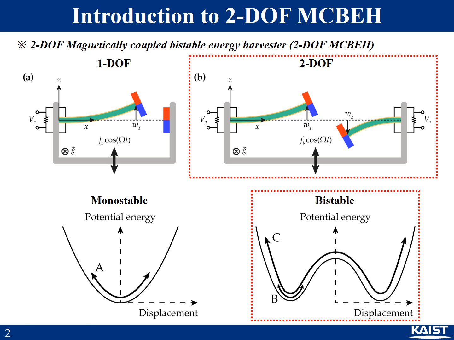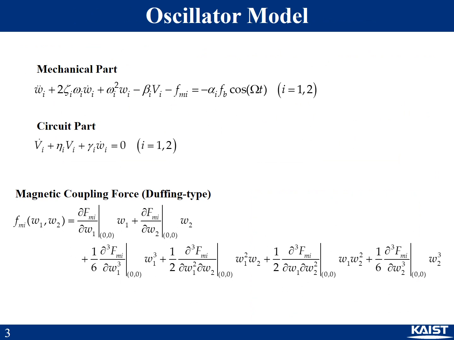In the presentation, I'm going to focus on the 2DOF bistable case. This harvester is abbreviated to 2DOF MCBH, which means magnetically coupled bistable energy harvester. If the system is mathematically modeled, then the oscillator model is obtained as follows. Please note that only the magnetic coupling force is nonlinear, and finally, a Duffing-type nonlinear oscillator is found.